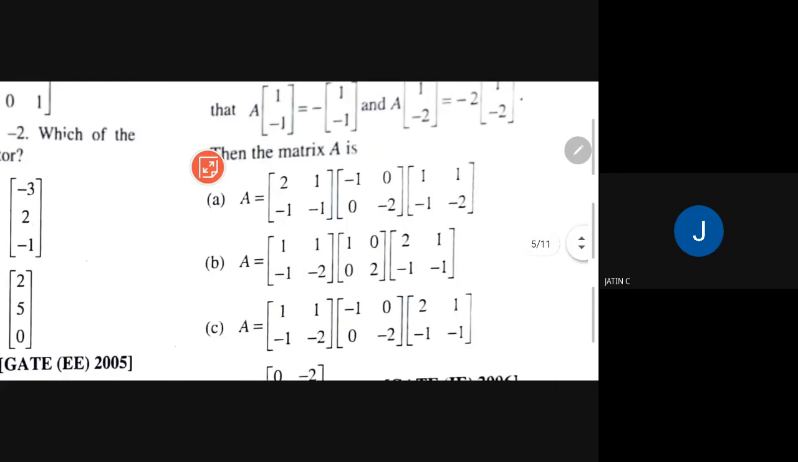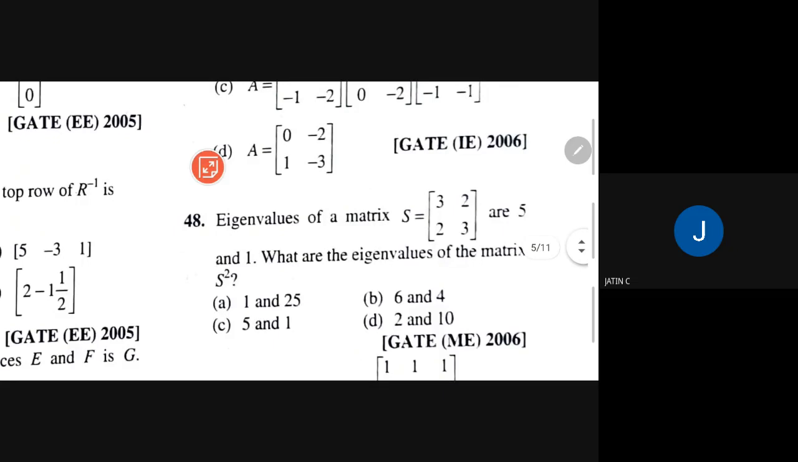Because here eigenvalues are minus 1 and minus 2. So C is correct, I think. Please check. C is correct. Okay. Then you please try the remaining questions. Please bring into my notice the difficult ones. I will try to solve in the next class.